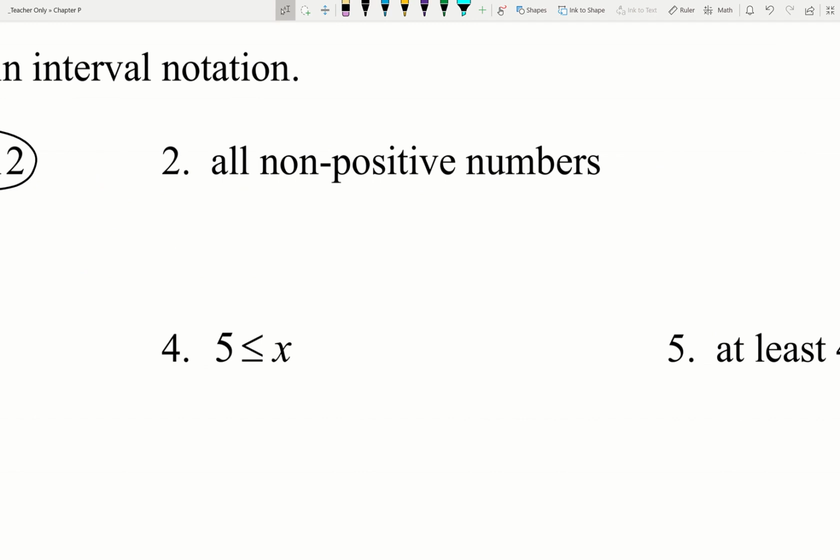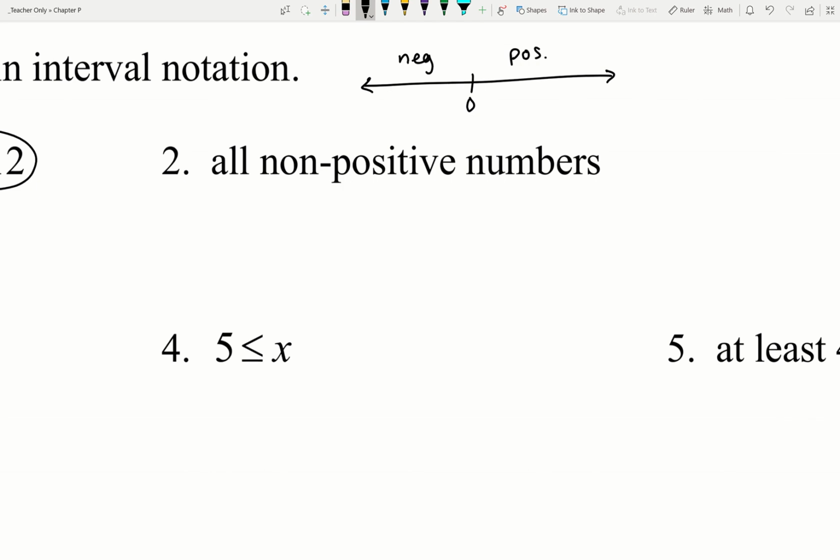Okay? For this next one, it says all non-positive numbers. Okay, so notice here that it does not say negative. So if you think about what's not positive, of course, the negative numbers fall into that category, but also there's one more that falls into that category, and it's 0. Okay, if you think about your number line, okay, all of the numbers to the left of 0, these are all your negatives. All the ones to the right are positives.